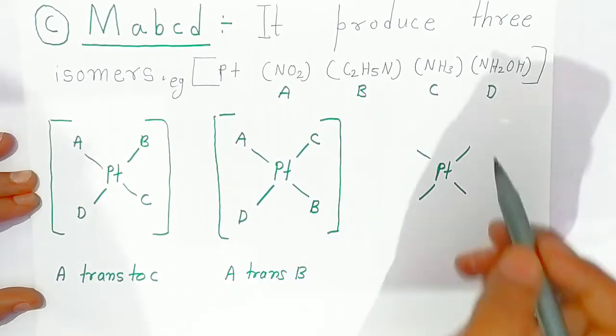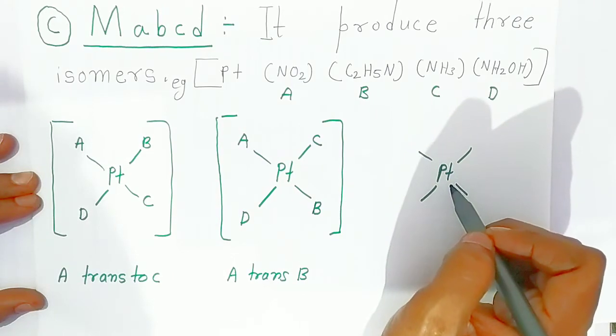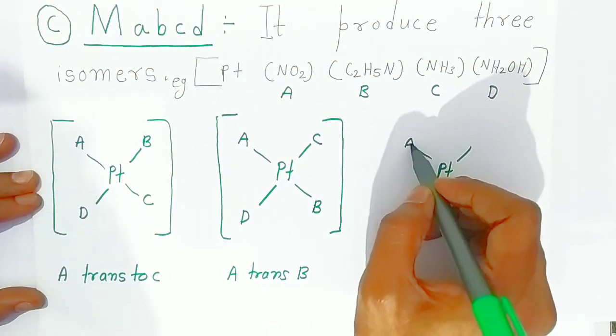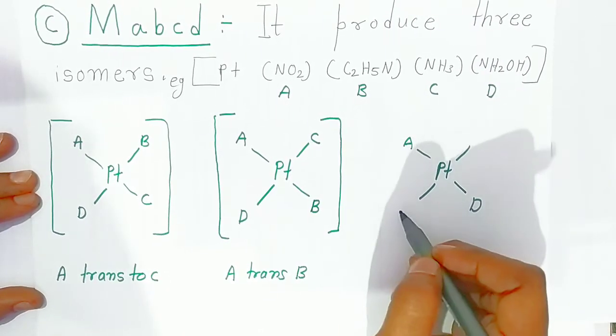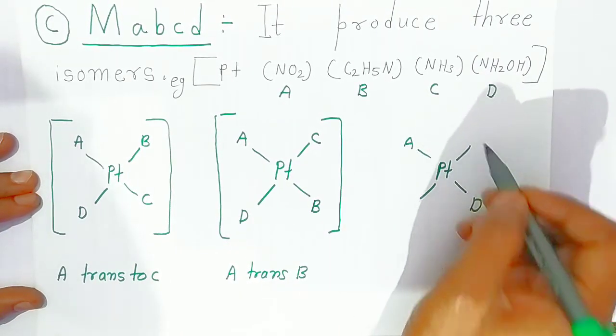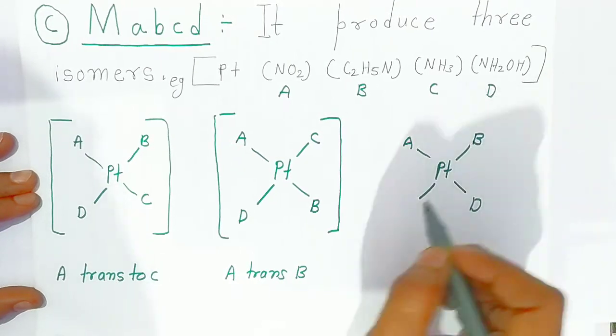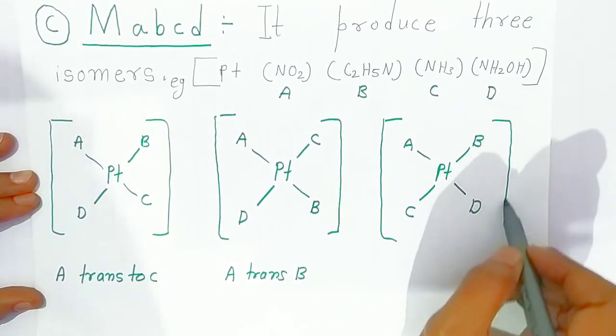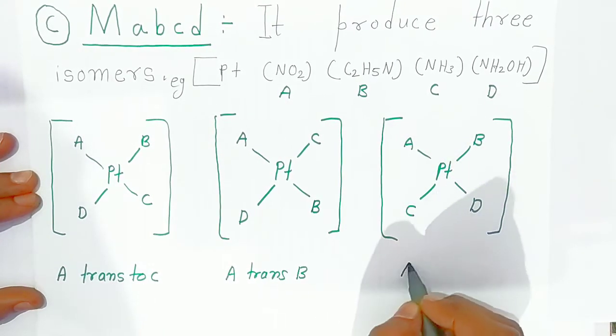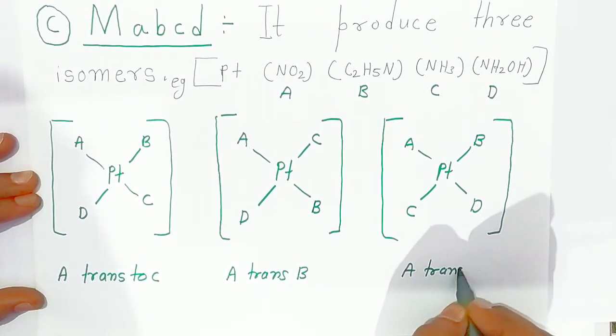Now, students, here again platinum will be at the center of the complex, and you are writing A. The A position I am keeping here as fixed, and I am writing D here. So you can put here or you can put here. So I am putting B here, and C I am putting here. So this is the third type of isomer, students. Now here A trans to D.